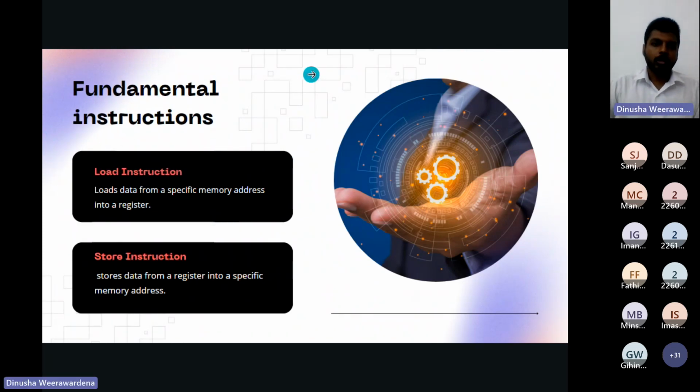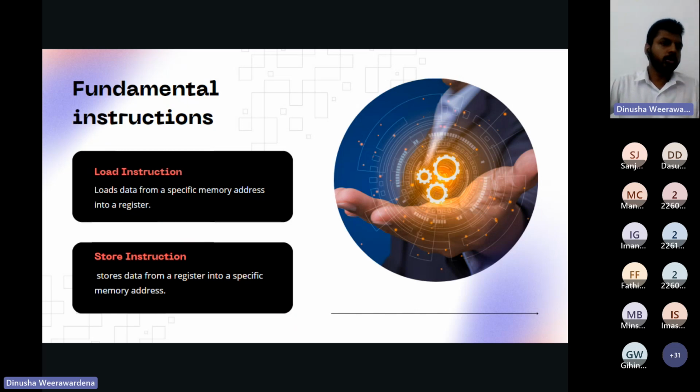Okay, let's start with the load instruction. Imagine computer memory as a giant warehouse filled with countless storage spaces. The load instruction is like a magical forklift that can retrieve data from a specific storage space and bring it to the working area of the computer, which we call the registers. It's like grabbing a specific item from a shelf and placing it on your desk for easy access.